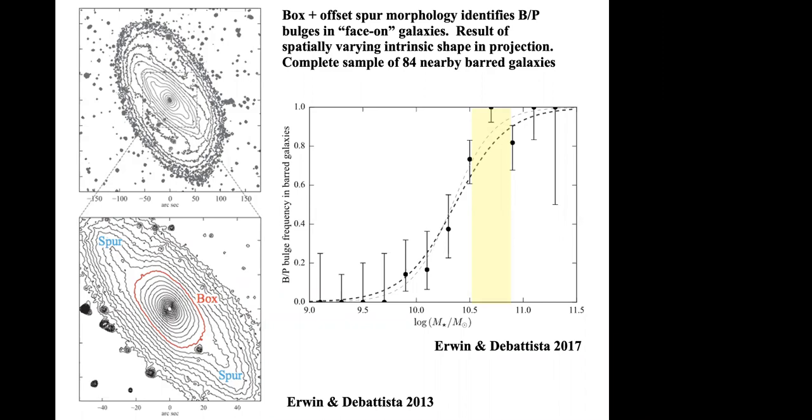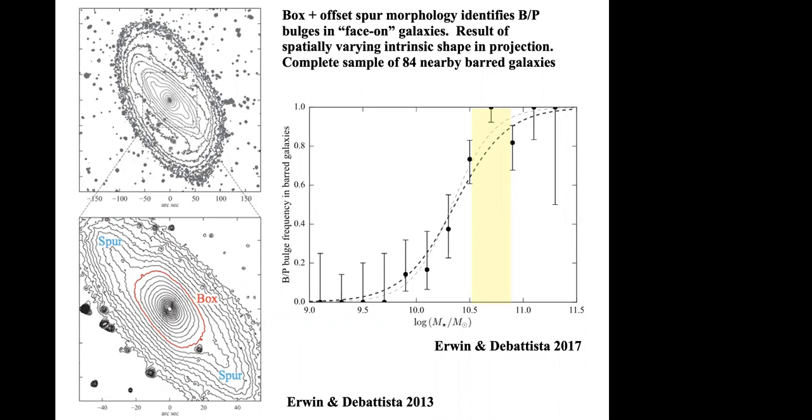It shouldn't be surprising to us that the Milky Way is one such galaxy, given that it has a bar. But the part that is very puzzling is that there is this very strong transition from low probability of having a box peanut bulge to high probability of having a box peanut bulge. And so far, our studies have not been able to reveal why that is.